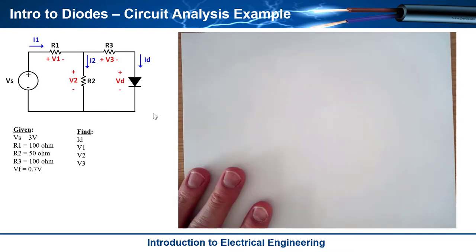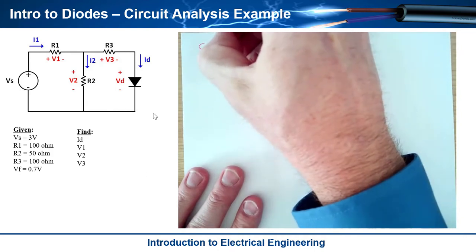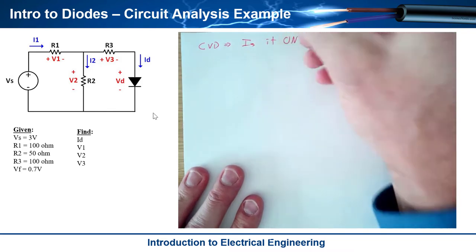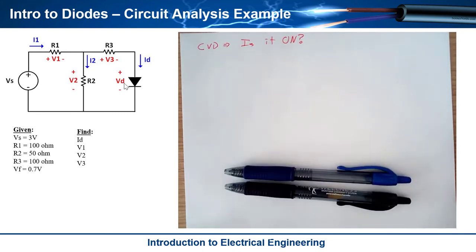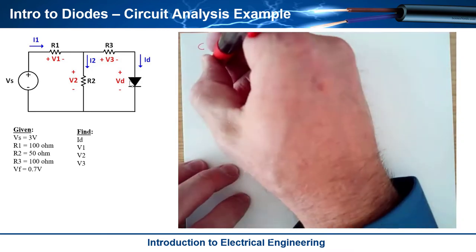Hopefully it'll be clear. First and foremost, when we use the constant voltage drop model, we have to ask the first question: is it on? I have to figure out if the voltage the power supply is providing is sufficient to turn on the diode. And what does it mean for the diode to be on? It means that the voltage across it is 0.7. But the moment it turns on, there actually won't be any current through it. Here's what I mean by that.